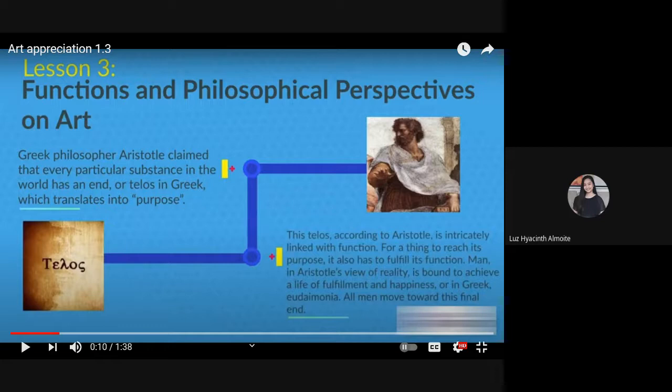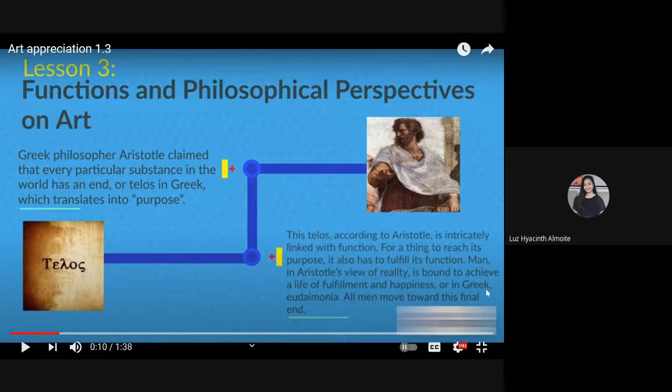Lesson 1.3 of our subject Art Appreciation is all about the functions and philosophical perspectives on art. The Greek philosopher Aristotle claimed that every particular substance in the world has an end, or telos in Greek, which translates into purpose. For example, a seed is bound to become a full grown plant. That is the purpose of a seed.